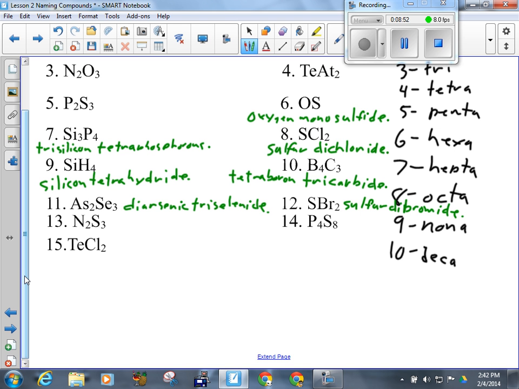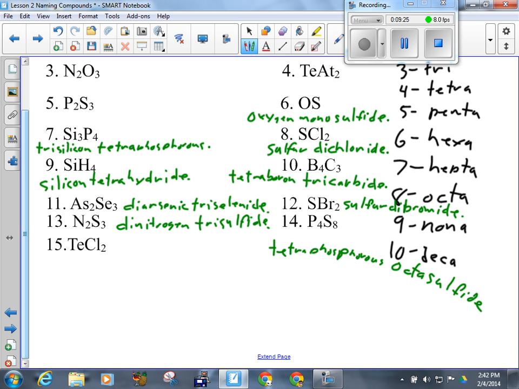How many people have done 13 through 15? All right, so just about everybody here. We'll just go through them then. So 13, we've got nitrogen with sulfur. So we've got dinitrogen trisulfide. For 14, we've got phosphorus and sulfur, and 4 and 8 here, so that's tetraphosphorus octasulfide. And for the last one, we've got tellurium dichloride.